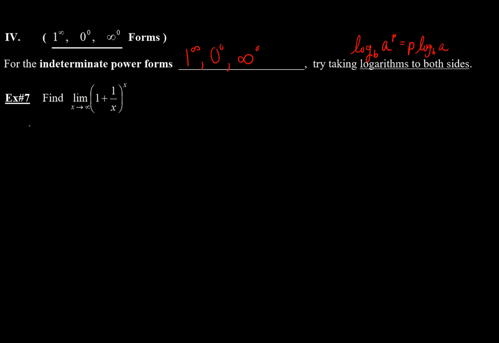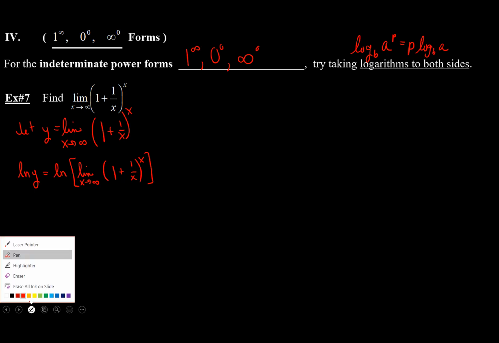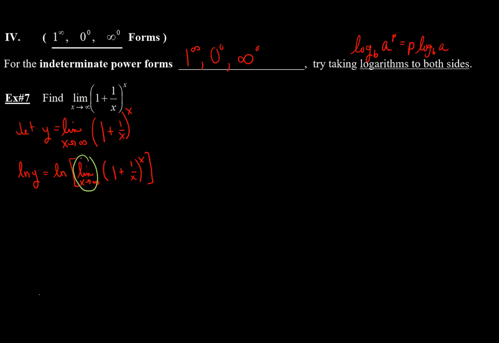All right, so the first thing I'm going to do is I'm going to let y equal this limit. Now what I'm going to do is I'm going to take the natural log of both sides. You know, a couple things are going to happen. This limit, I'm going to move outside of the natural log. But I'm also going to take this power and move it outside of there.